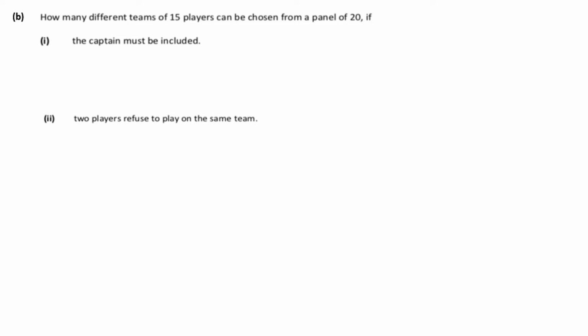How many different teams of 15 players can be chosen from a panel of 20 if the captain must be included? Well, if the captain must be included, it just means that instead of a panel of 20, we actually only have 19. And instead of looking for 15 players, we're only looking for 14. So that is 19 choose 14. And when we put that into the calculator, we get 11,628.